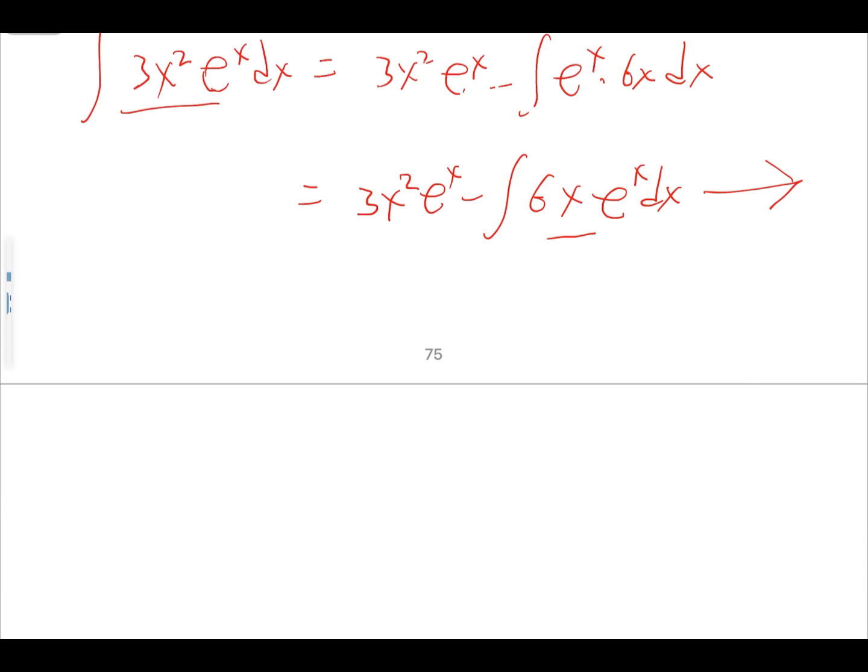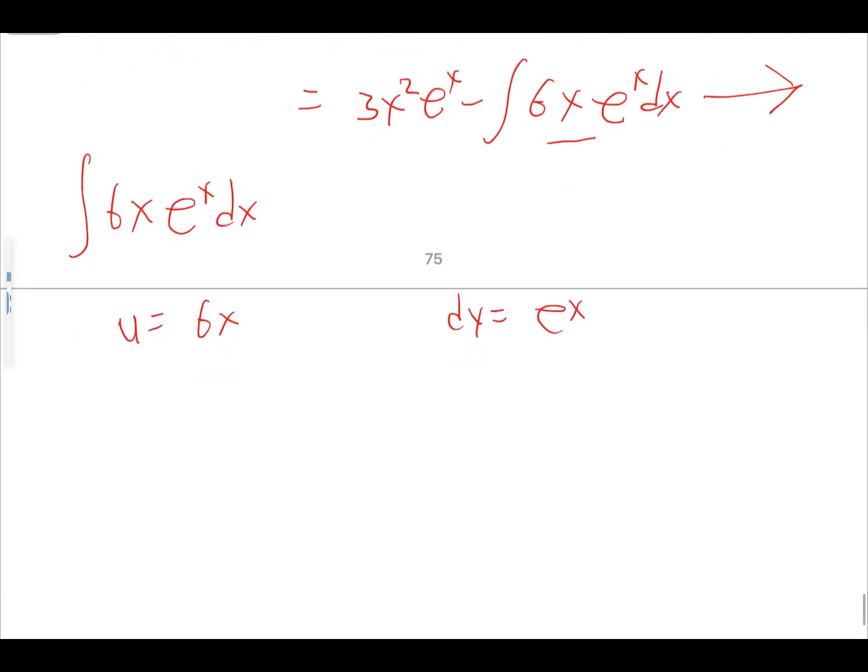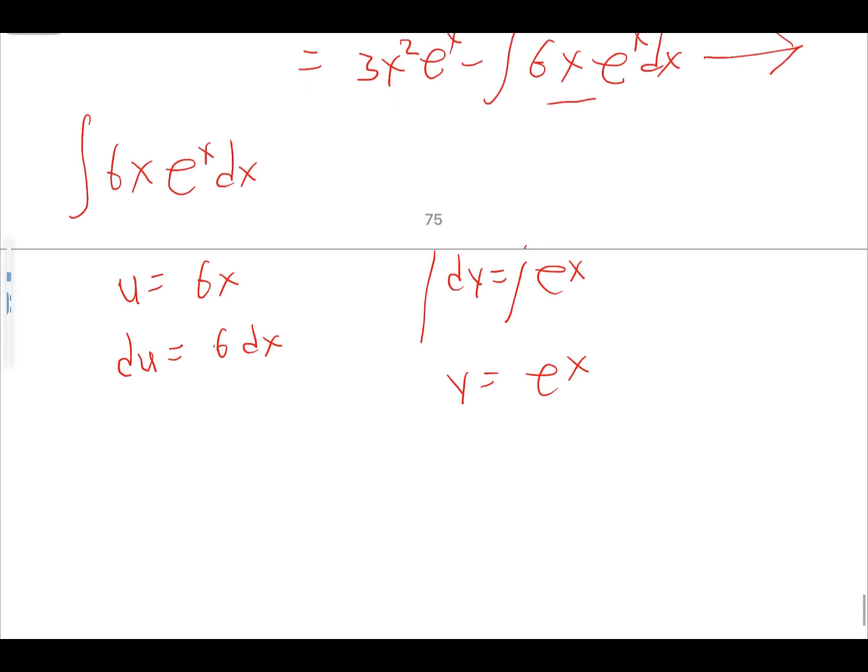So now let's do our last analysis over here by applying another integration by parts. This falls under repeated integration by parts. So in doing this, we can say that our integral of 6x e^x dx, let our u equal 6x and let our dv equal e^x dx. In doing so, we can say that our du is equal to 6 dx, and our v, which is the integral of both sides, is v equal to e^x.